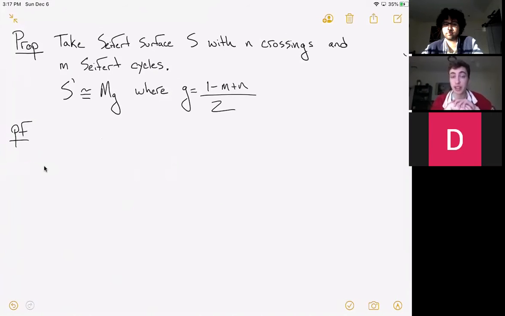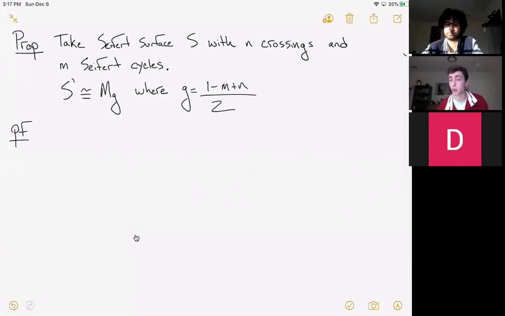We take some Seifert surface S with n crossings and m Seifert cycles, and then S prime, and recall that S prime is the resulting surface from gluing disks to the boundary of S. That's a closed surface. So S prime is topologically equivalent to mg, where g, the genus, is 1 minus m plus n over 2. This is a pretty interesting result, but it's actually not too hard to prove, and the proof is basically a more general version of the process we just completed for the trefoil Seifert surface.